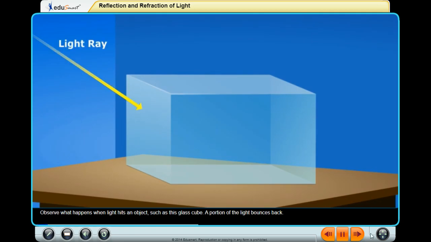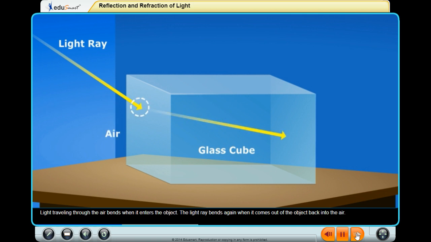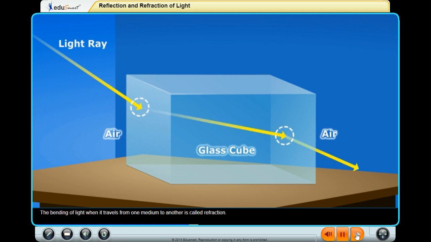Observe what happens when light hits an object, such as this glass cube. A portion of the light bounces back. Light traveling through the air bends when it enters the object. The light ray bends again when it comes out of the object back into the air. The bending of light when it travels from one medium to another is called refraction.